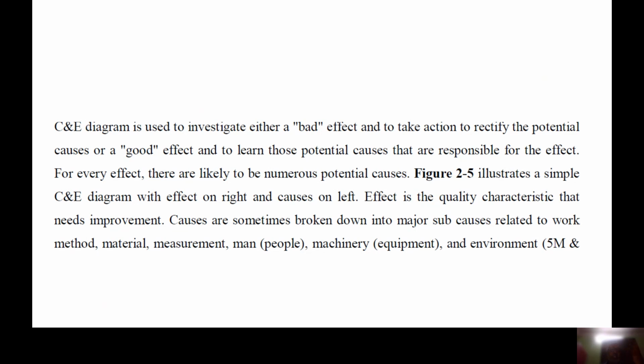So this cause and effect diagram can be used to identify what are the potential causes for the bad effect. That is going to be the quality characteristics. And these causes, we have to break them into sub causes. And here there are 5 M's. These are all major causes: method, material, measurement, man, that is people, machinery, and environment, 5M and 1E. So that is going to be important when you are going to construct the cause and effect diagram.